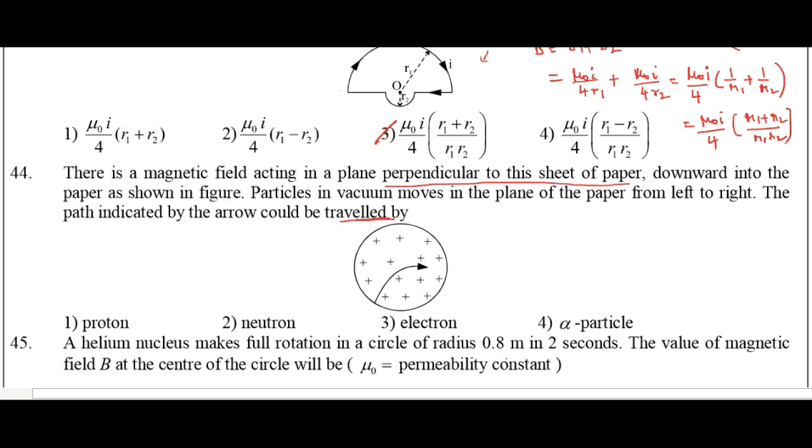Now you use the Fleming left hand rule. Your index finger should be pointing to the direction of the magnetic field. Your central finger should be pointing to the direction of velocity. Then your thumb denotes the direction of force. Now, if this is a positively charged particle, then the force would have been in this direction, but it is in the opposite direction. That means it is not a positively charged particle, it is a negatively charged particle. So it is an electron.